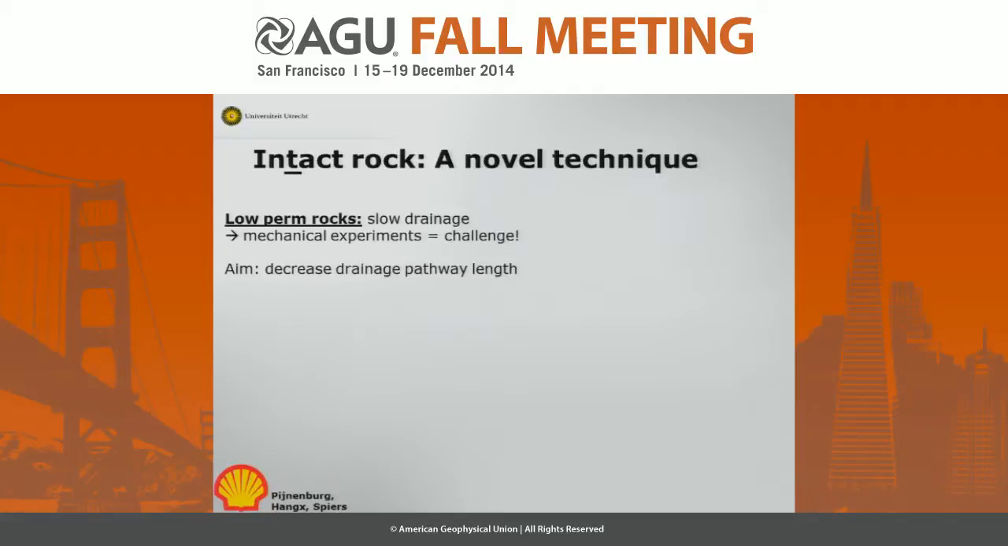Now, that was a whole story about faults, and we've also tried to investigate the behavior of intact caprock. The problem there is that low permeability rocks show very slow drainage behavior, and as a result of that, you will have not a uniform pore pressure throughout the sample during the experiment, which makes the mechanical experiments quite a challenge. So what we really need to do is decrease the drainage pathway of our samples.